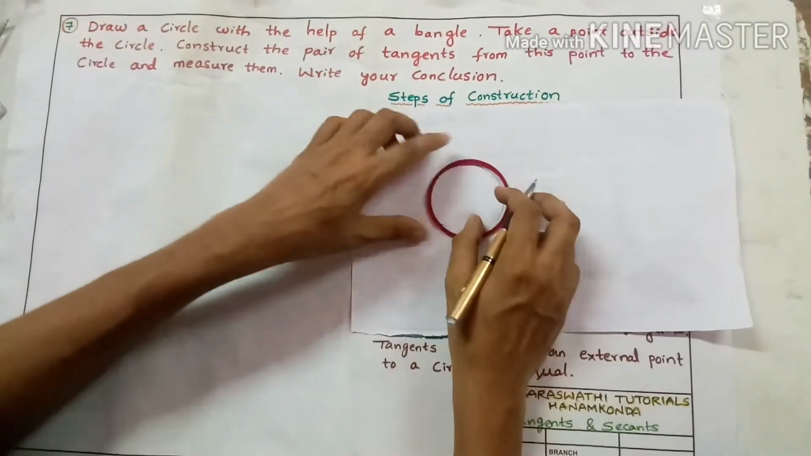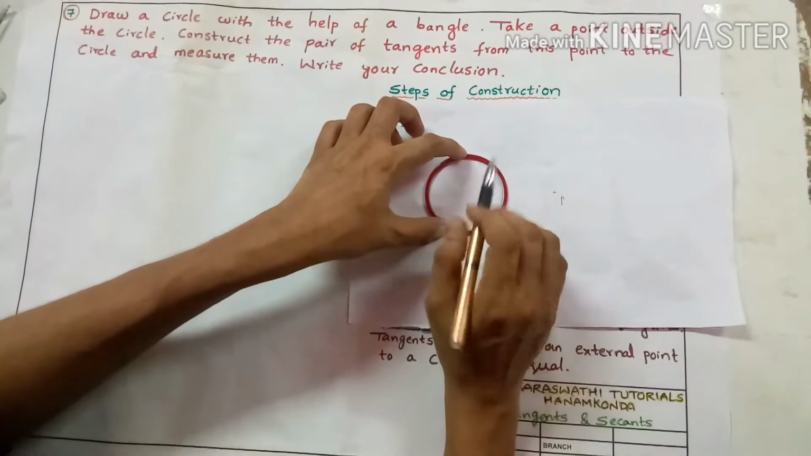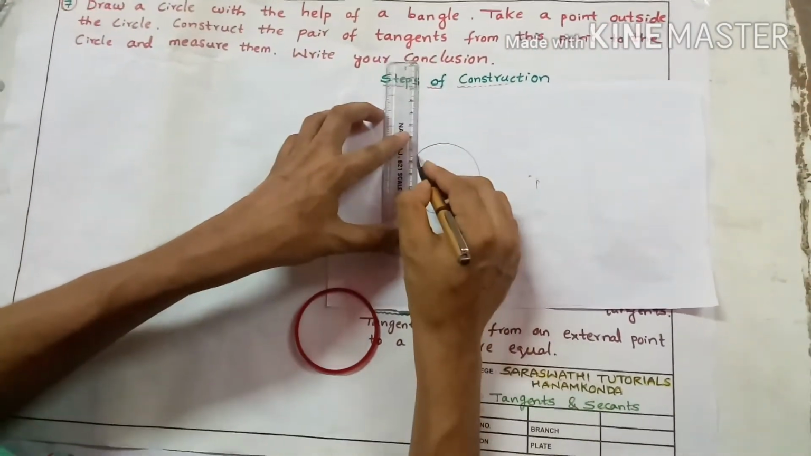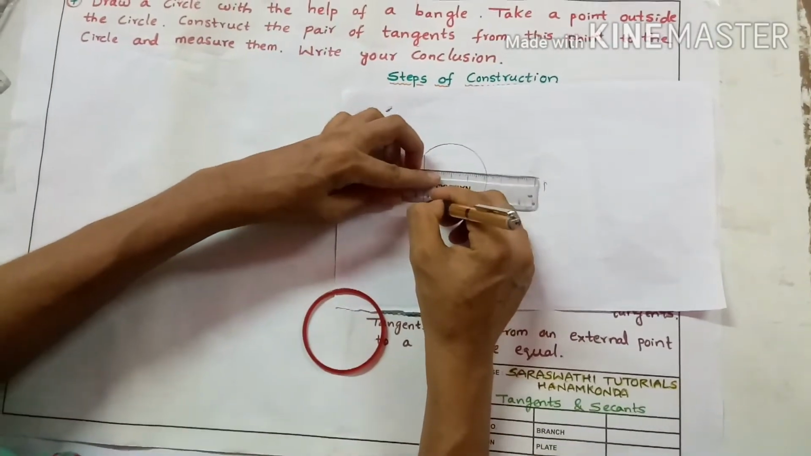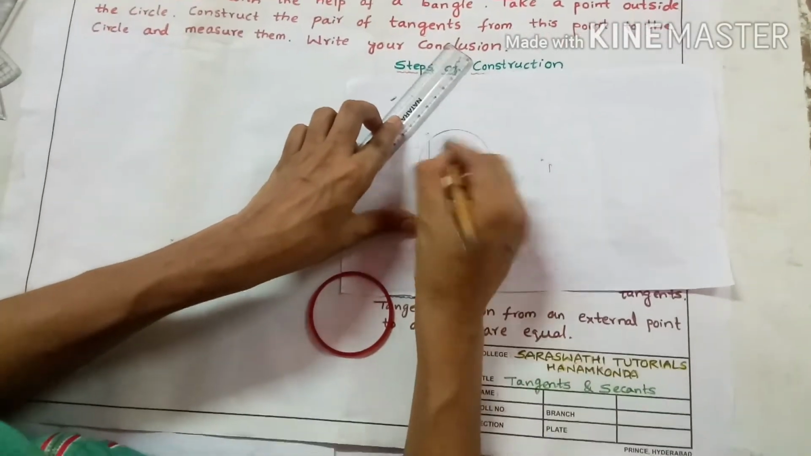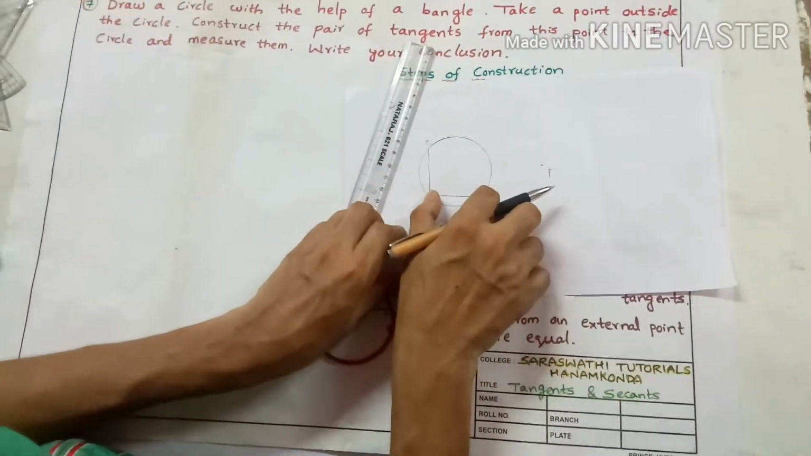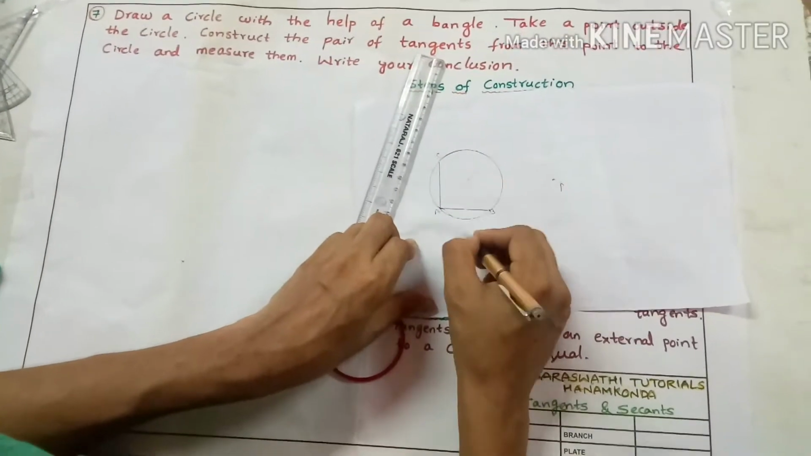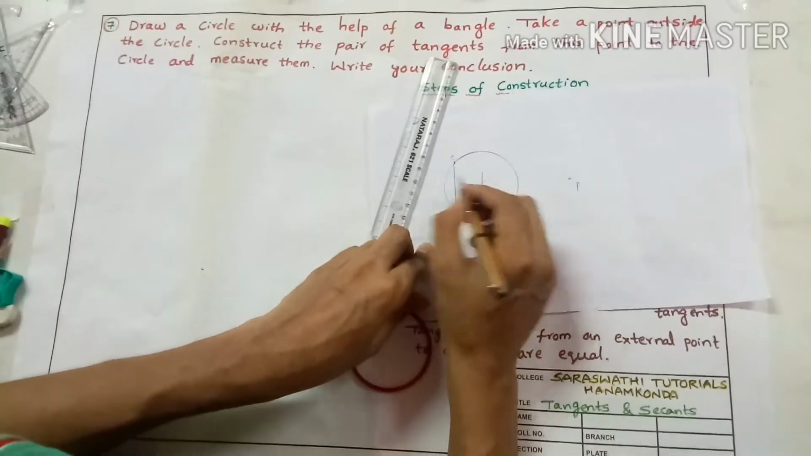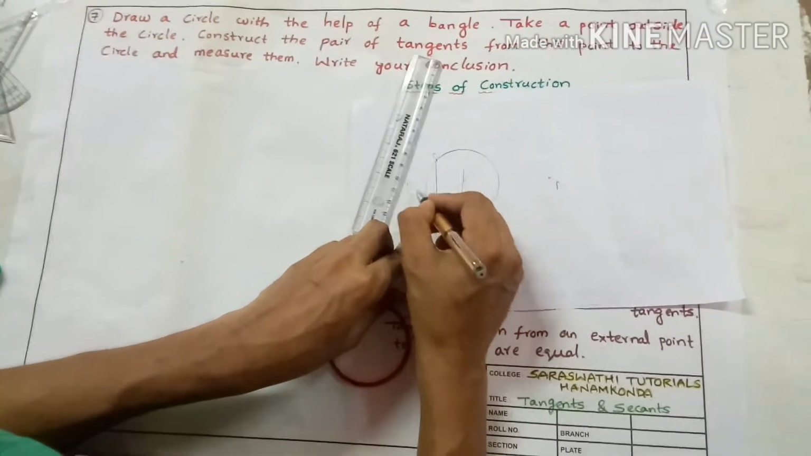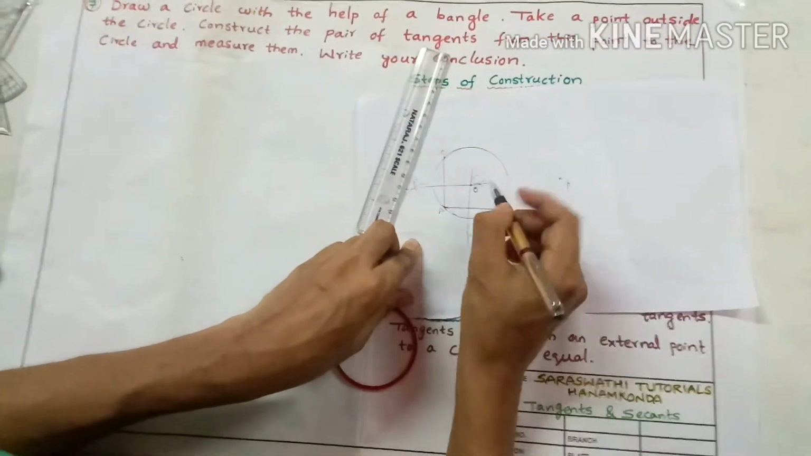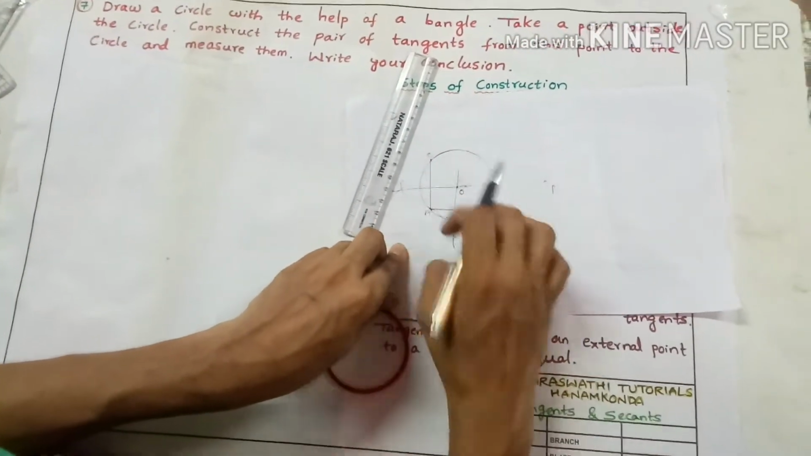The first step is to draw a circle with the help of a bangle. Then draw two chords of any length, AB and AC. To the chord AB, draw a perpendicular bisector taking more than half. Similarly, to the chord AC also draw a perpendicular bisector. Let these perpendicular bisectors meet at point O. This is the center of the circle which we have drawn using a bangle.